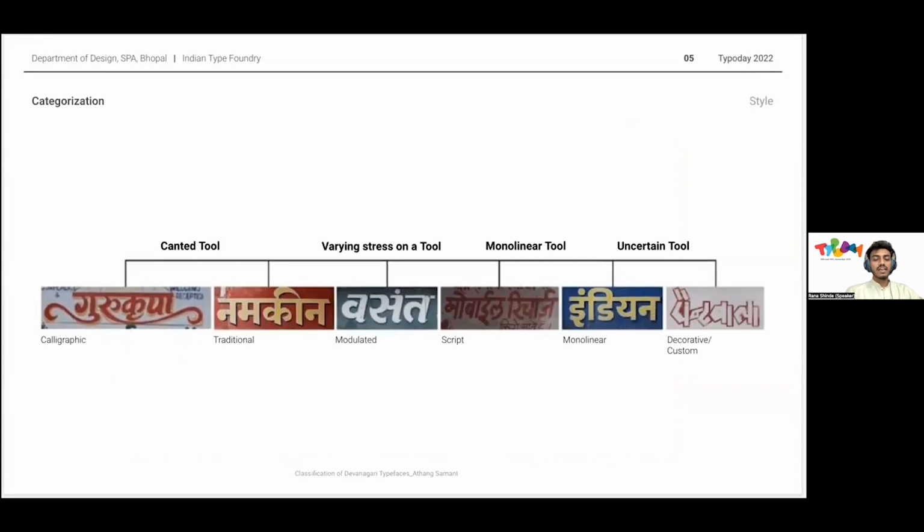Then after this, from all the artworks which I collected, I started categorizing them based on the drawing styles, based on the tools which they are drawn with, and the shapes of the letterforms. So here, as you can see, I categorized all these artworks based on the styles. So there is calligraphic style, you can find traditional style, modulated style, script form, which is like a handwritten style of writing. Then there is monolinear style, which has a consistent width throughout. Then you can find decorative and custom styles as well.